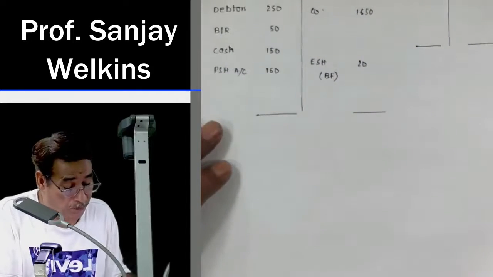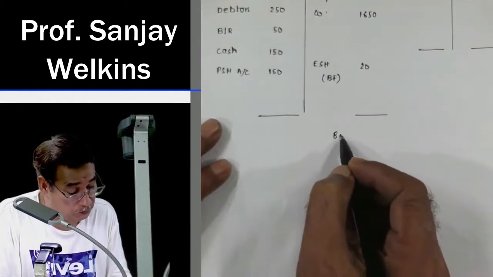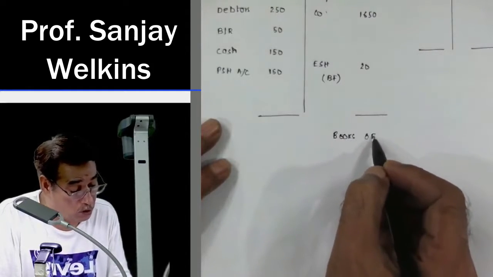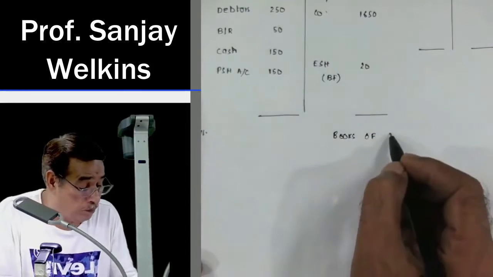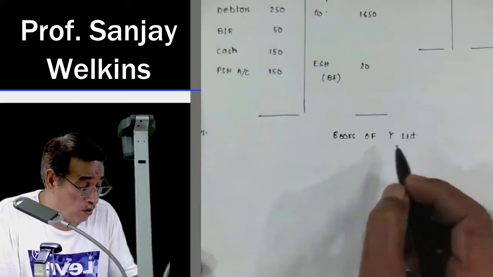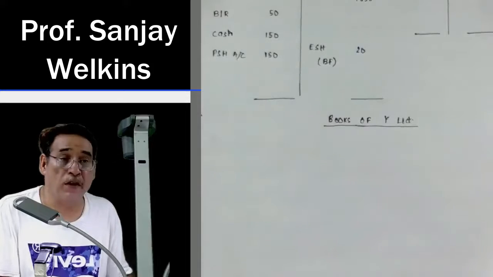Similarly, this is our step number 6, books of Y Limited. Similarly, you can prepare the accounts in the books of Y Limited. Is it clear to you?